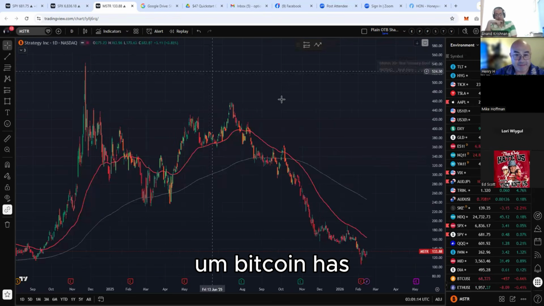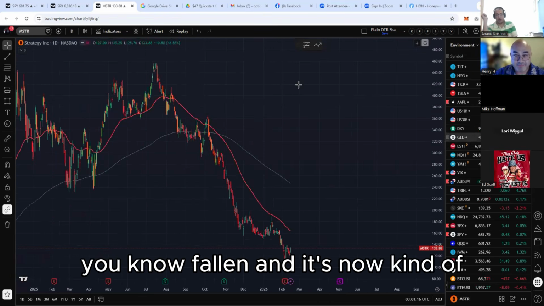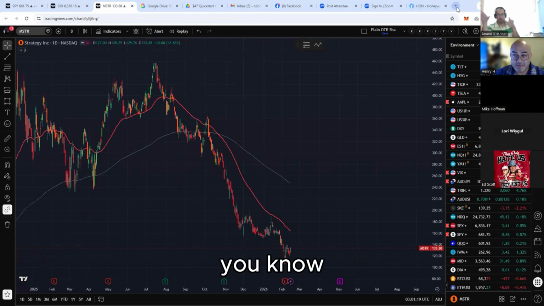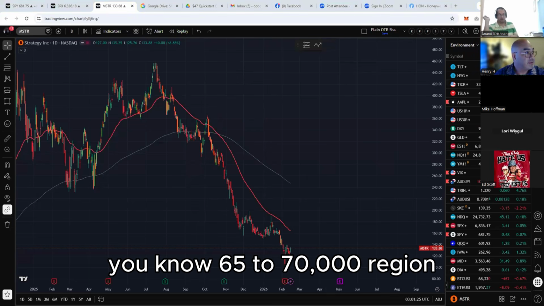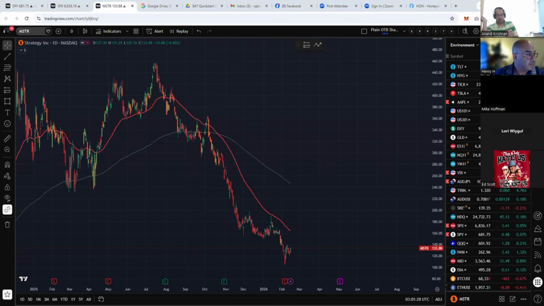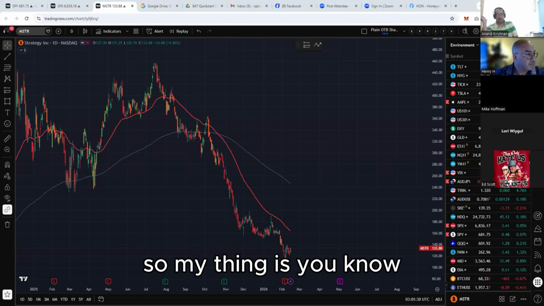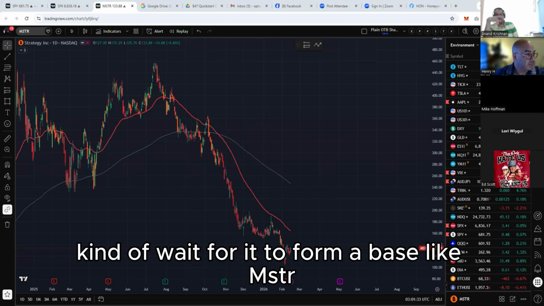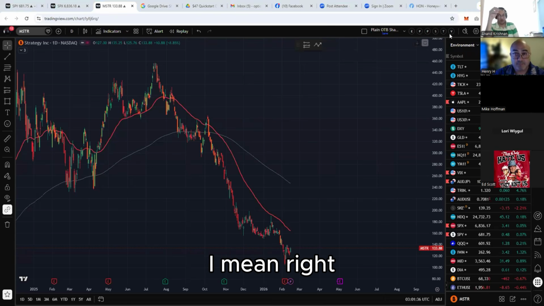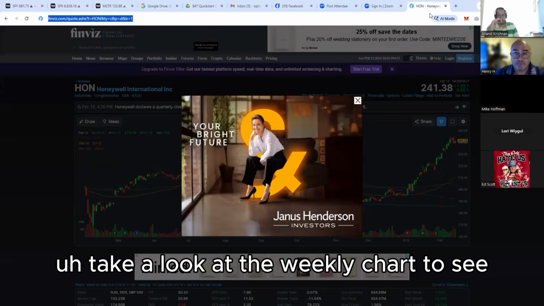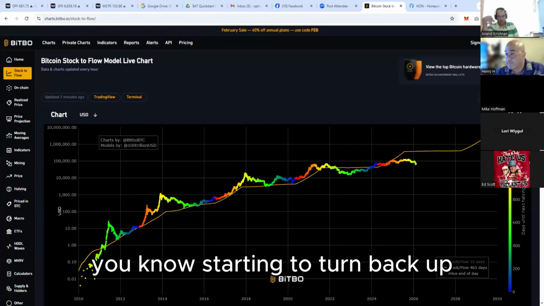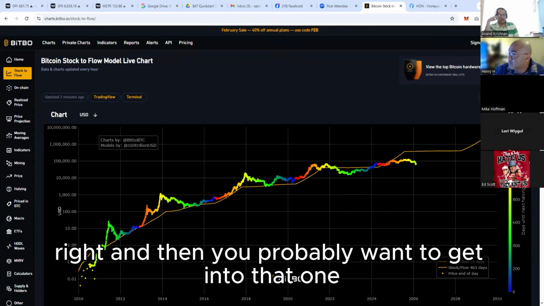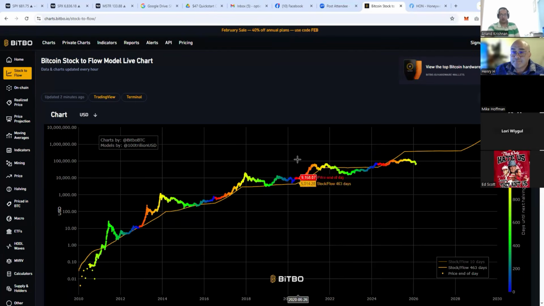MSTR, right? Bitcoin has fallen and is now wiggling around at that 60, 65 to 70,000 region. So my thing is, wait for it to form a base, like MSTR, I mean, right? Wait for it to form a base. Take a look at the weekly chart to see if it's starting to turn back up, right? And then you probably want to get into that one.